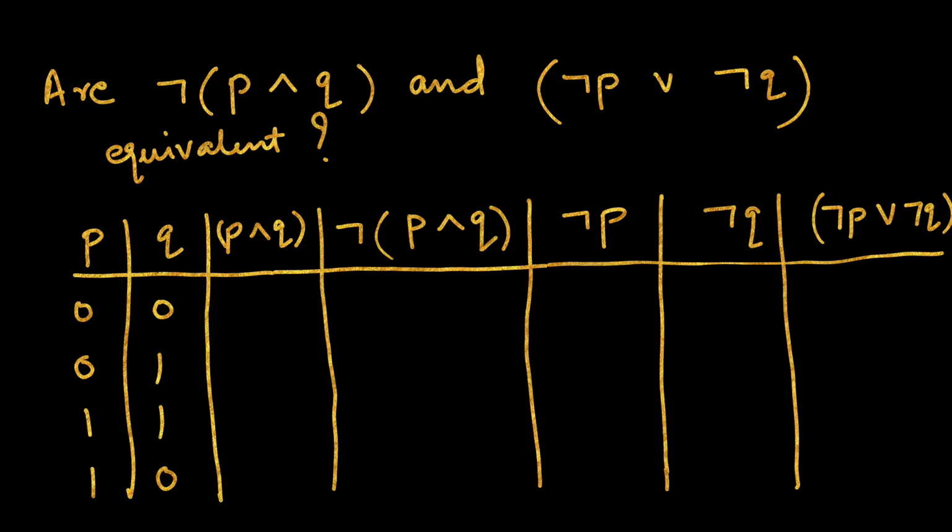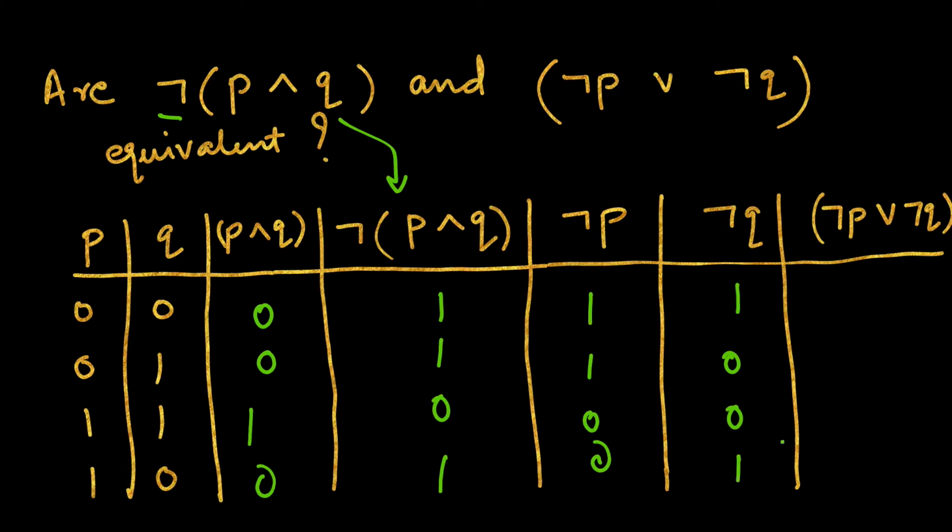Now let's take another example. Here we have a not in front of this, so first calculate this. It will be 0, 0, 1, 0. Not of this will be 1, 1, 0, 1. So this is our first formula. Now not of P is 1, 1, 0, 0. Similarly for Q, 1, 0, 0, 1. And we will take the OR of these two. So it will be 1, 1, because one of them is 1. Here both are 0, so it's 0. And here one is 1, so it's 1. Now this is the second formula.